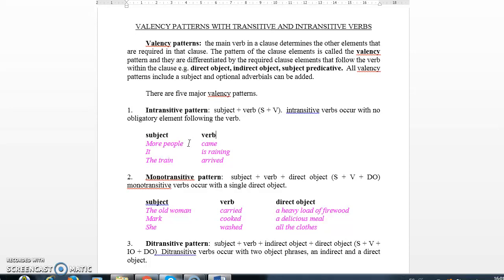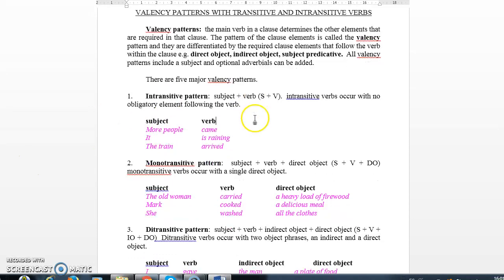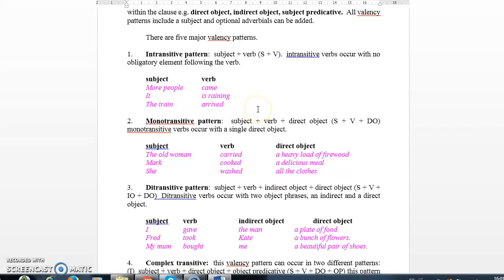If you have a monotransitive pattern, you have a subject, a verb, and a direct object. The direct objects are usually noun phrases, and they always answer the question of what. So if the subject is the old woman, and then you have the verb, which is carried, a heavy load of firewood, and you ask, what did the old woman carry? She carried a heavy load of firewood. So that then would be your direct object. That is a monotransitive pattern because it has only one object.